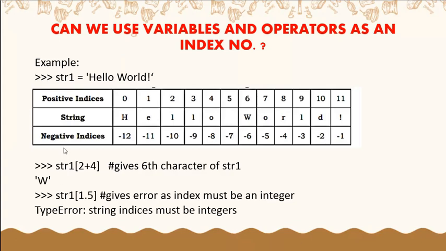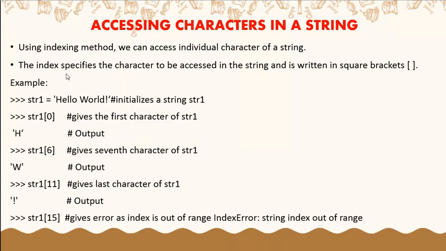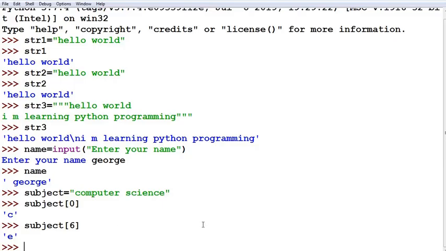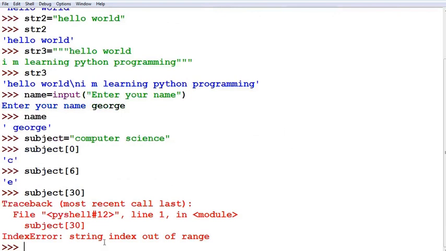One more thing you should remember, that if the index number is greater than the length of the string, then it will give an error, index out of range. It will give IndexError: string index out of range. We can see here, if I am writing subject and index number 30, there are no 30 characters stored in this string value. It will give you the error string index out of range, because we have given the index number 30 but the total length of the string is less than 30. So there is no index number 30, and that's why it is showing string index out of range.